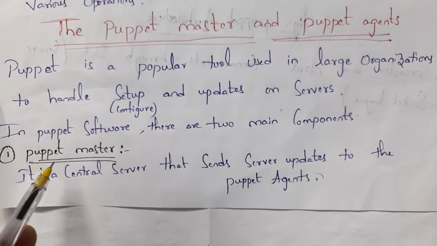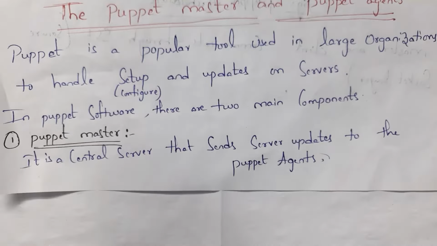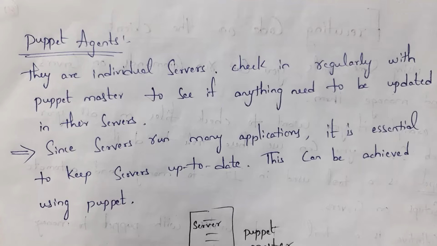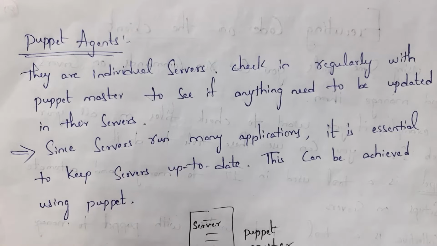Guys, Puppet Master is nothing but a central server. This Puppet Master will send server updates to Puppet agents, whereas Puppet agents are individual servers that are connected to Puppet Master. So whenever Puppet Master sends updates to Puppet agents, all Puppet agents will install those updates in their servers. Guys, each server runs many softwares. So it is important to keep our server up to date. And we can keep our server up to date by using Puppet software.